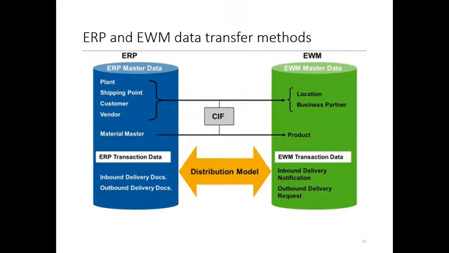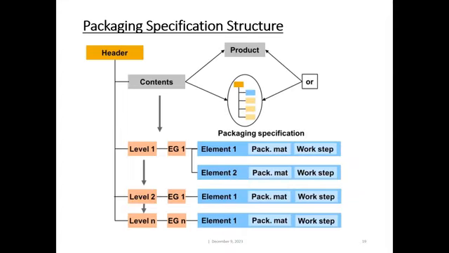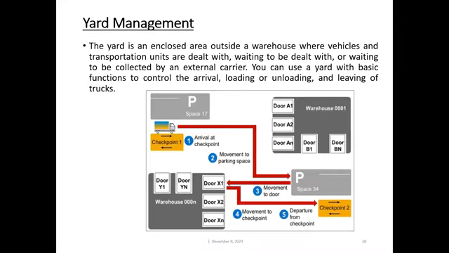Then we have the data transfer method, how the data will be transferred between ERP and EWM. In the ERP, you have a movement type. In EWM, we have a process type. Process type is responsible for all the goods movement. Then the packing information: if you want to pack 100 apples in one carton, and then 4 such cartons in a pallet, all the packing requirements will be solved using the packaging specification.